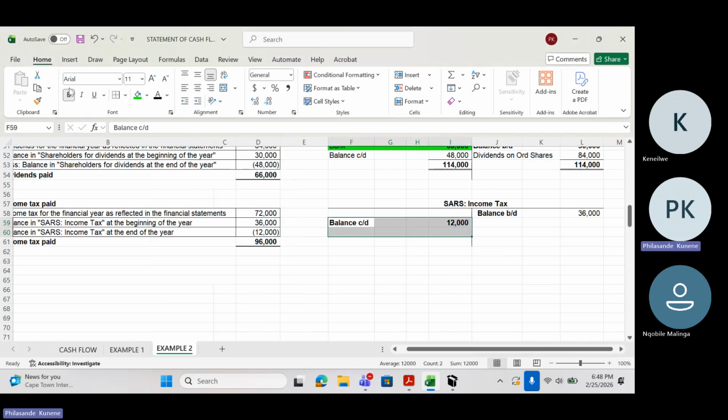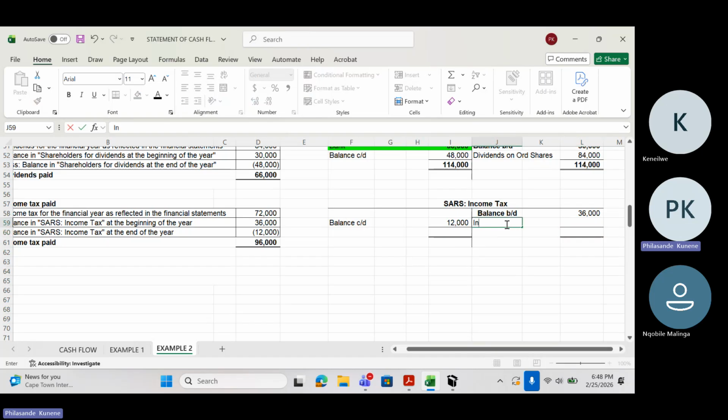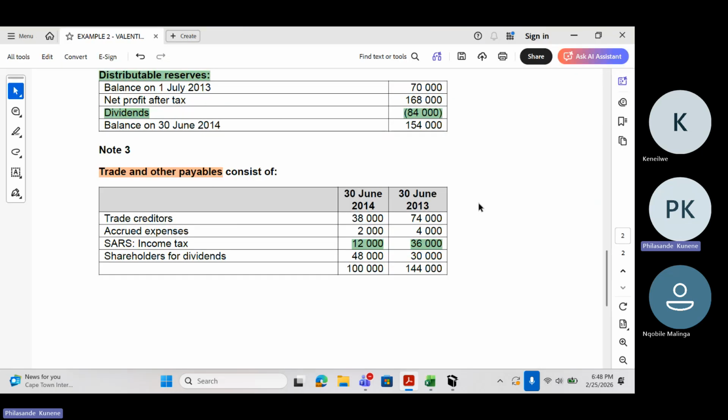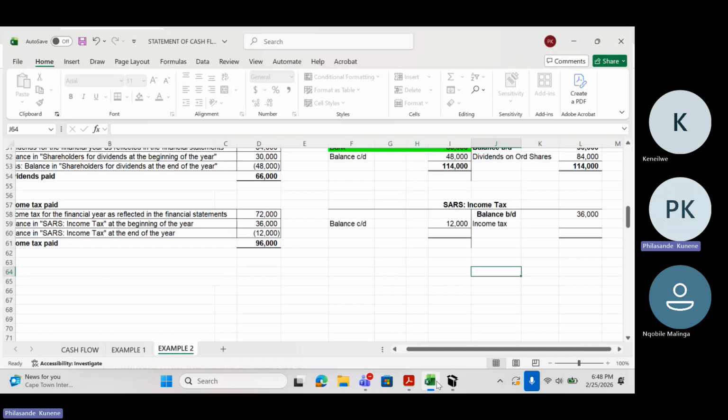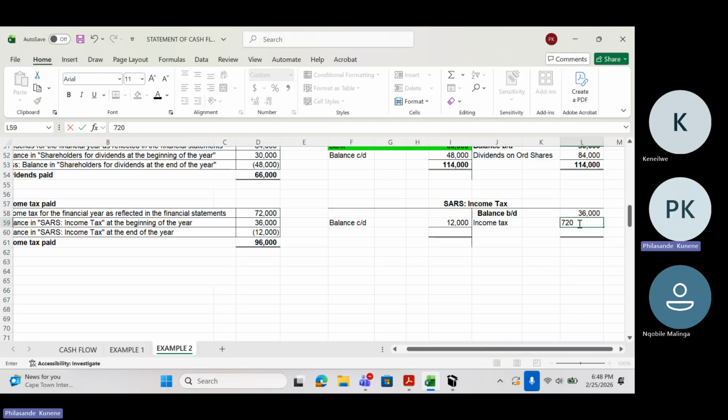After having the 12,000 rands, I can start showing my totals line. Now, we know very well that there must always be income tax on our credit side. It will always be on the credit side. That will be the income tax. How much is the income tax provided to us? We can see here that we have 72,000 rands. So this 72,000 rands will be recorded here.